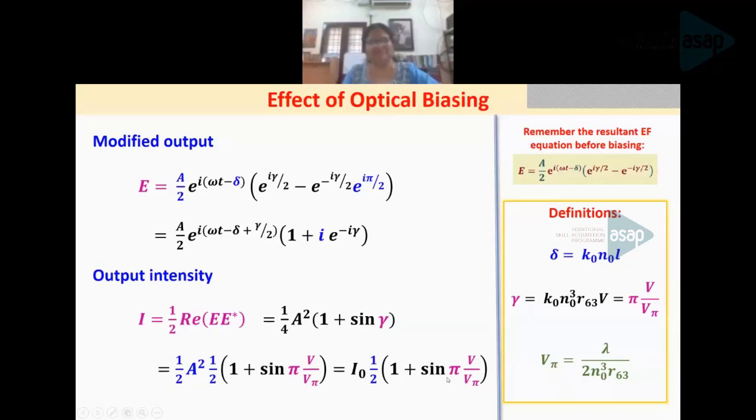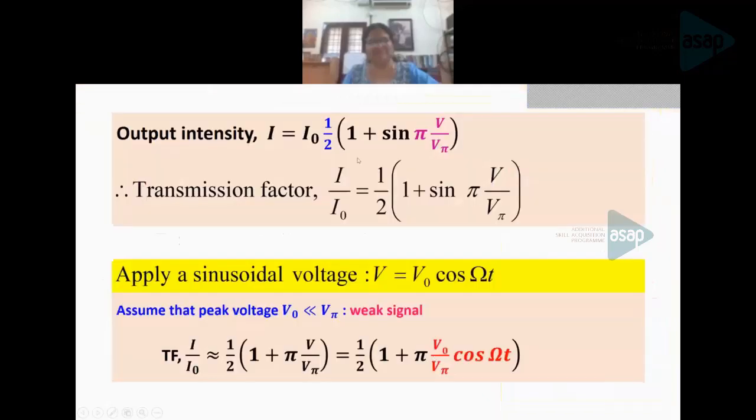Now find out the transmission factor I by I0, which is equal to 1 by 2 into 1 plus this. Now apply a sinusoidal voltage, V equal to V0 cos omega t, and assume a weak signal, that is V0 is very much less than V pi. A weak signal is applied, so sine of theta is approximately theta. So 1 plus pi V by V pi, with V being the sinusoidal voltage V0 cos omega t. This is the new transmission factor after biasing.